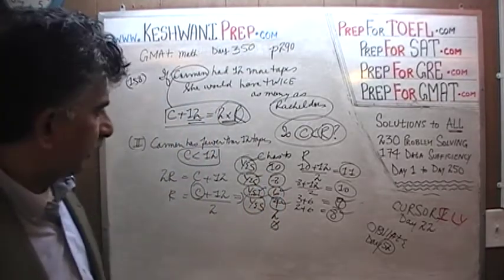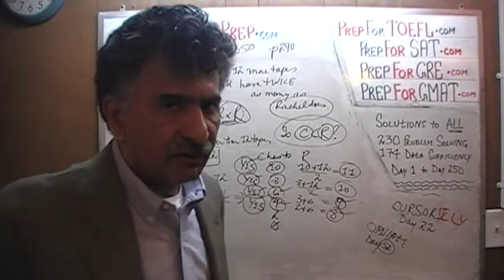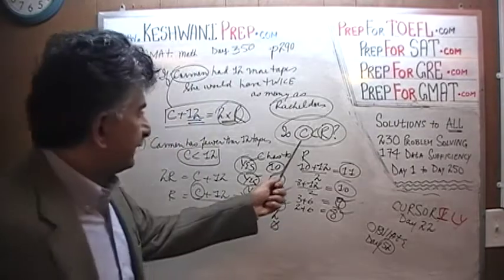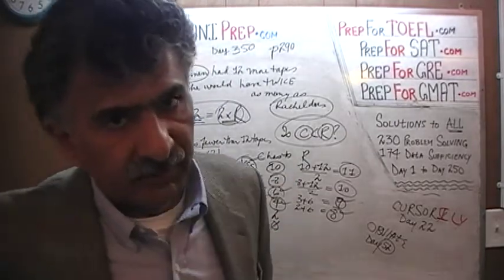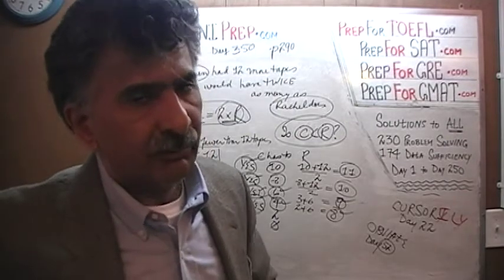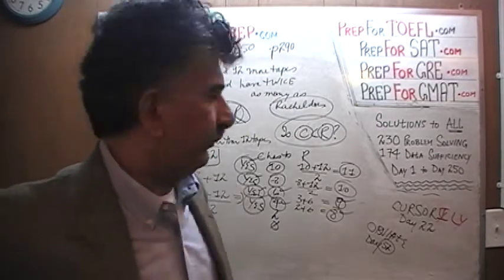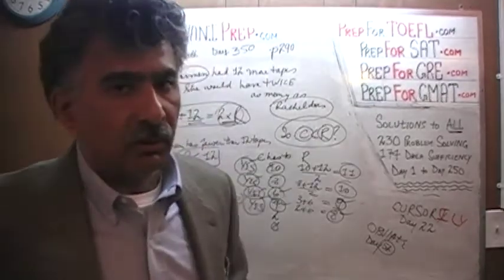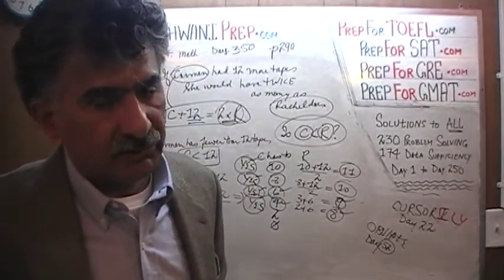We only have two more scenarios. In this case, we are able to give a definitive answer. Is C less than R? C would have to be less than R. Yes, our answer to that question would be yes. C must be less than R. The second statement enables us to give a definitive answer. Therefore, the second statement by itself does the job.